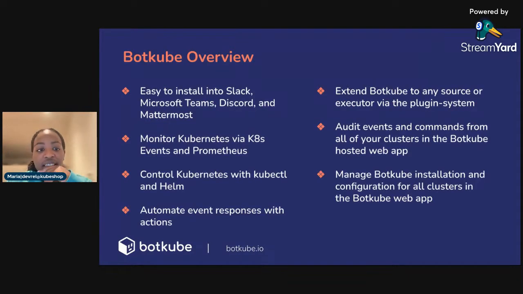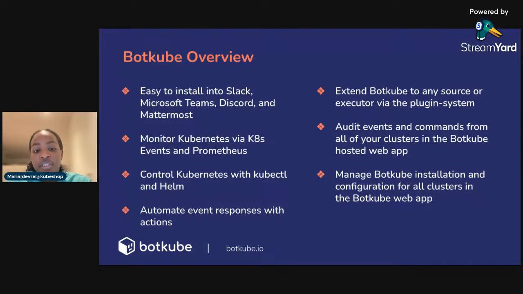Botkube currently works with Slack, Microsoft Teams, Discord, and Mattermost. It's very easy to install. There are 2 methods of installing. One, you can install via the Helm chart via our GitHub repository. Additionally, you can install very easily with our web-hosted app. You can also monitor your Kubernetes events via Kubernetes events and Prometheus. You can act on those events by having access to kubectl and Helm.